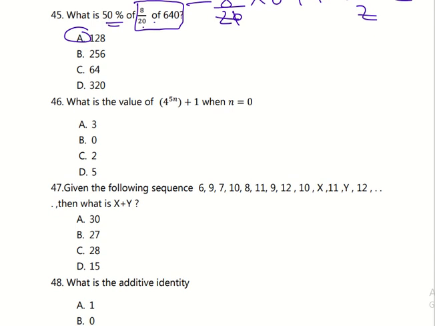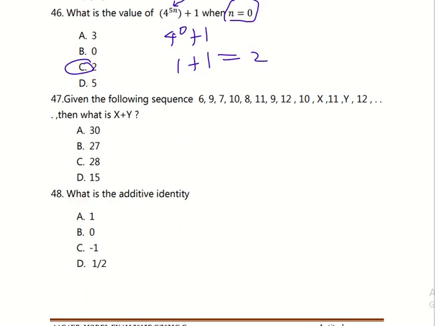Okay, the next one, what is the value of 4 to the power of 5n plus 1 when n equals 0? Okay, very nice. When n is 0, the exponent is going to be 0. That means 4 to the power of 0 plus 1. 4 to the power of 0 means 1. Any number to the power of 0 is 1, except 0 to the power of 0. So this is going to be 2, so the answer is C.